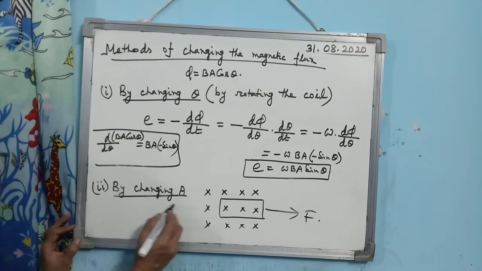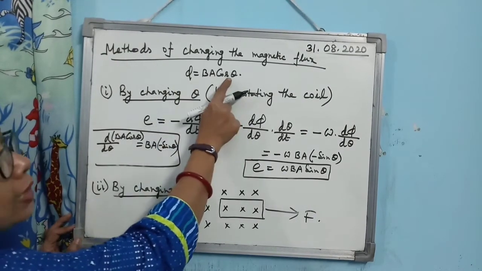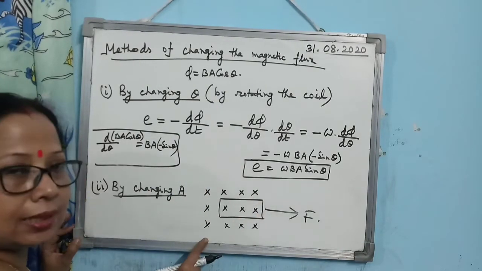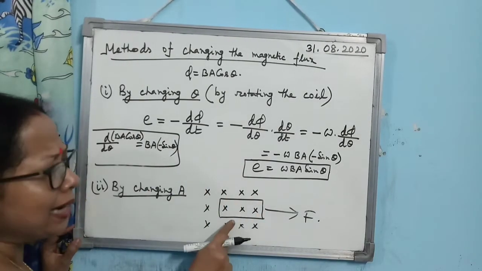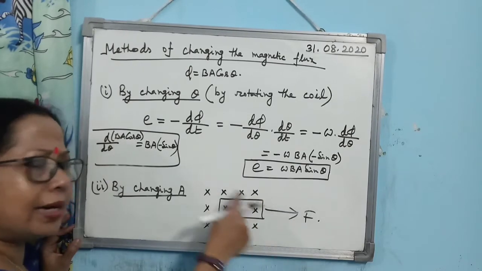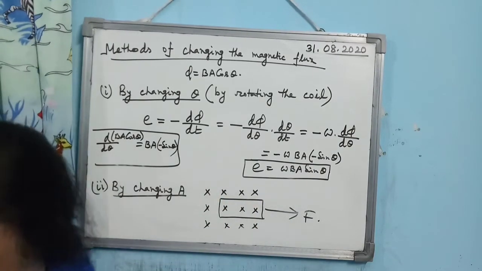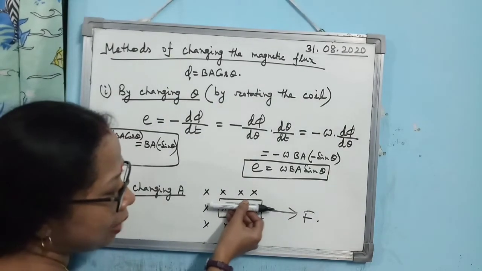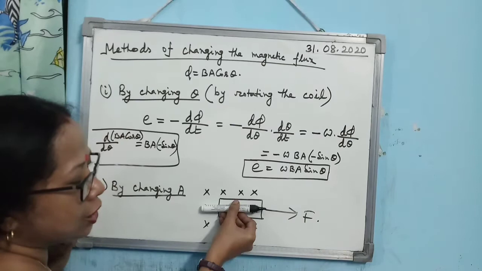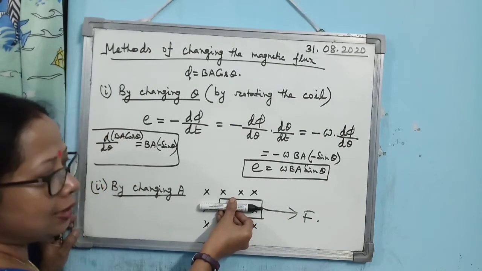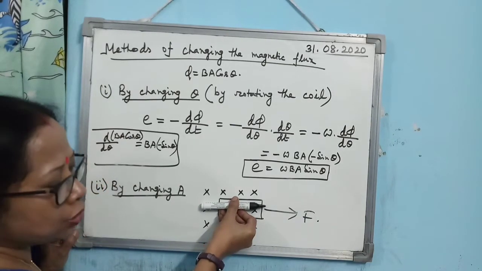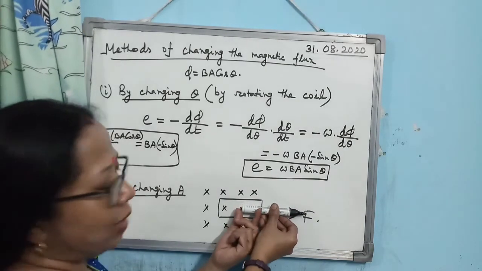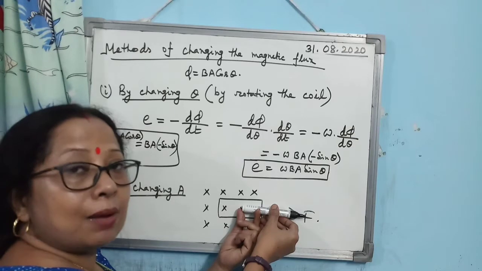Then the next step: you can change phi by changing A. How can you change A? Just consider this. Suppose the magnetic field is in the inward direction, and now consider this pen. If I drag the pen in this direction, when it is fully inside the magnetic field, the magnetic flux is maximum. The moment I drag it out, less area comes under the magnetic field.